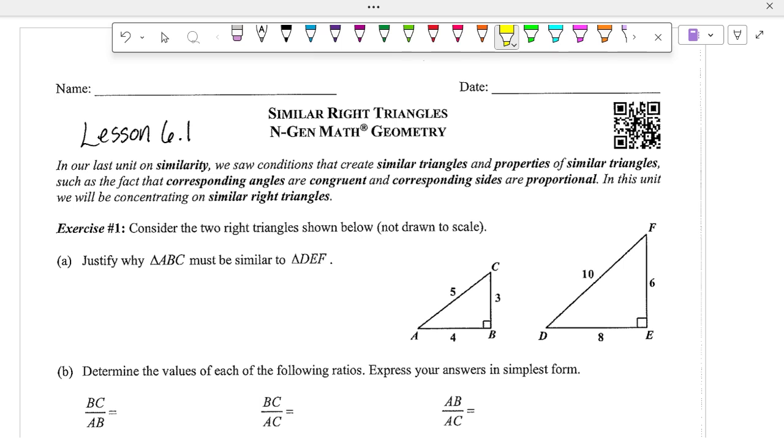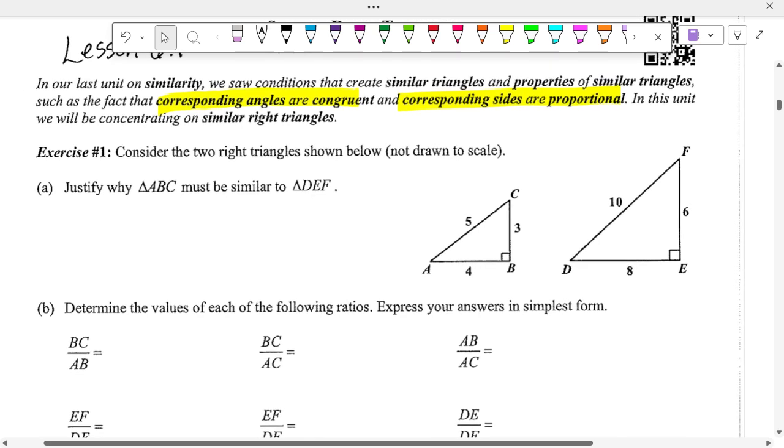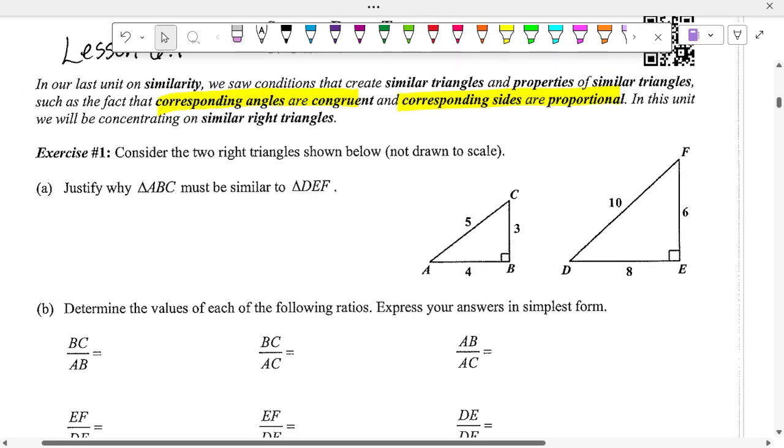All right. So corresponding angles are congruent, corresponding sides are proportional. Now, similar right triangles have some fairly specific properties about them. All right, so let's look. So, first off, we need to justify that ABC must be similar to DEF.